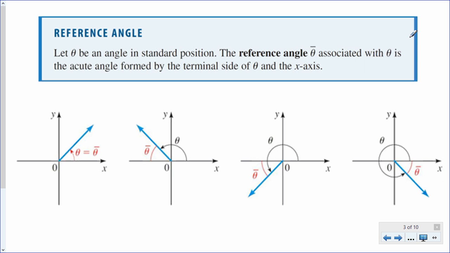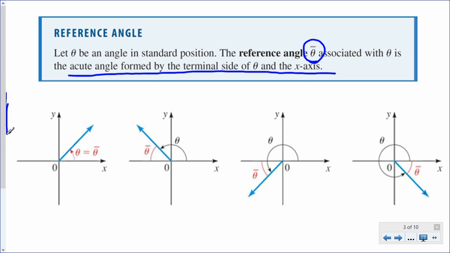Now, if theta is an angle in standard position, the reference angle, which we use this symbol to represent, associated with theta is the acute angle formed by the terminal side of theta and the x-axis. So your reference angle is always formed by the terminal side and the x-axis. Okay, so I have 4 different scenarios here, and if you notice, the 4 scenarios are created by the terminal side being in each quadrant.